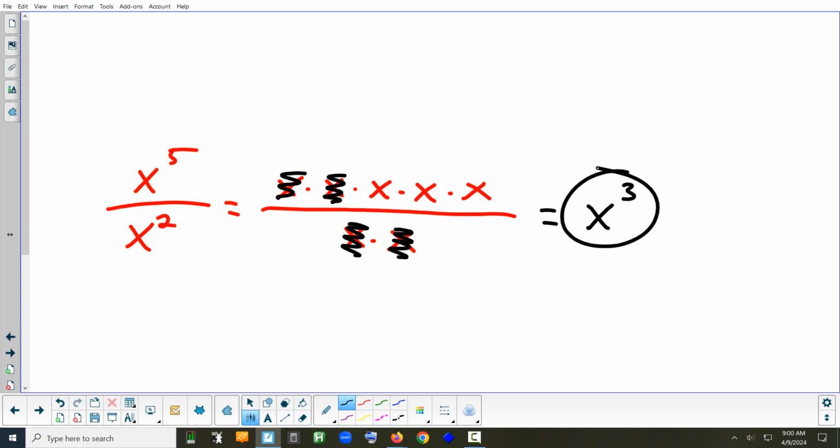Now look back at the original problem. Your original exponents were a 5 and a 2. Anybody think what you can do with 5 and 2 to somehow get the final answer that's a 3? Subtract. Yeah, subtract it. And that's what we're going to look at. We subtract them. So rather than having to write it out like this, especially if you had x to the 35th divided by x to the 14th, we don't want to write x times x 35 times.